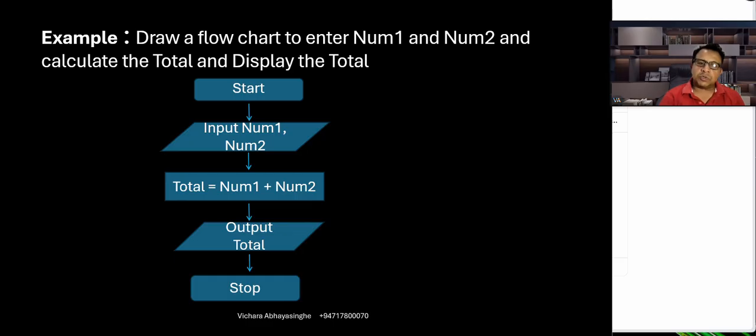Then the process box: total equals num1 plus num2. Another thing we need to consider: whatever you input, the same name you have to mention in the calculation or the process box as well. If you use NUM1, definitely you have to use NUM1 in the process box. Output, total. Again the same thing, the same total you mentioned there, the spelling should be the same in the output as well. Then stop. So this is a simple flowchart, how it flows.